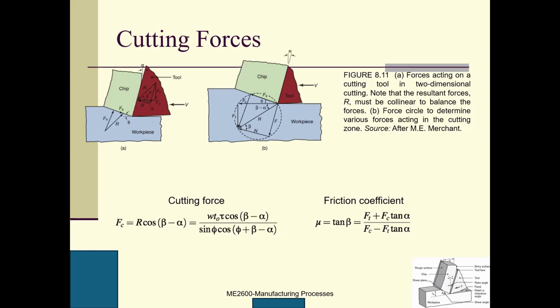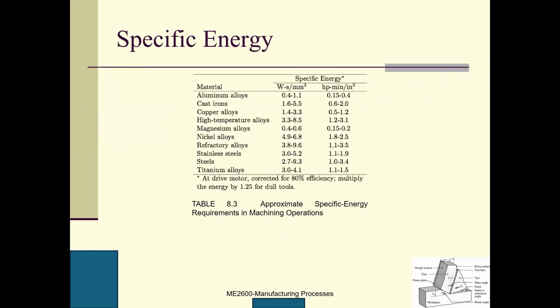And so this is w. This w is the width of the material, in this direction, t is the thickness, and tau is the shear stress, and the friction coefficient equals tangent beta, and it can be expressed using these equations in terms of Ft and Fc along with the rake angle alpha. So we are going to use these equations to solve some problems in our later class. So this is what we have learned.